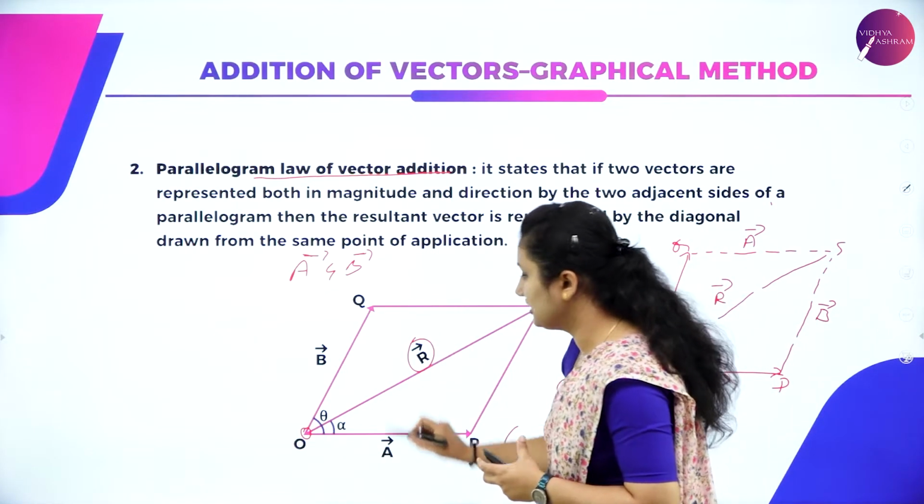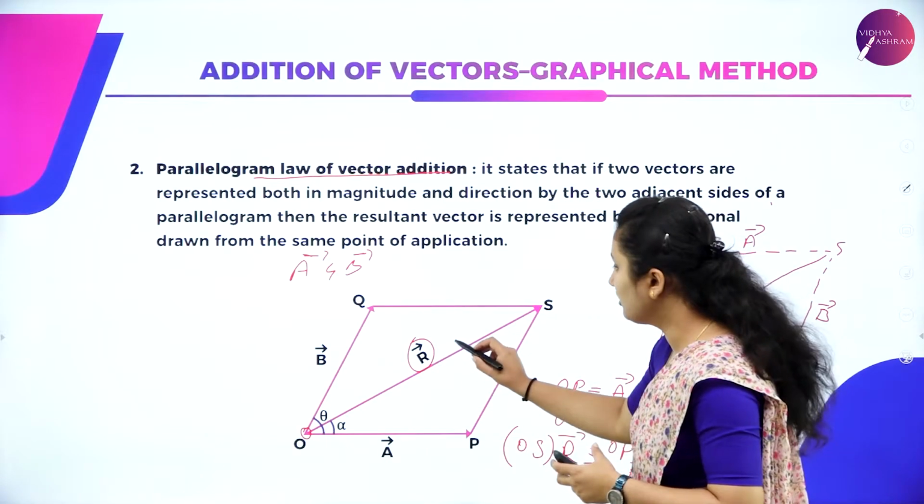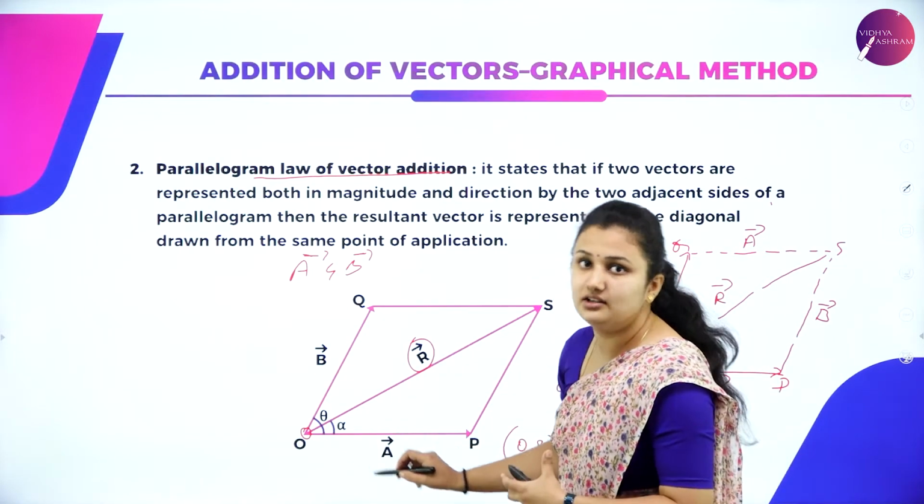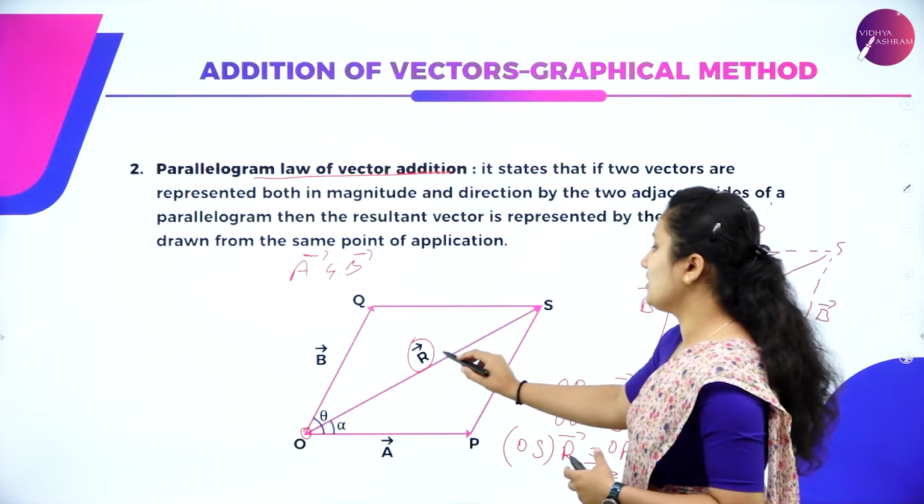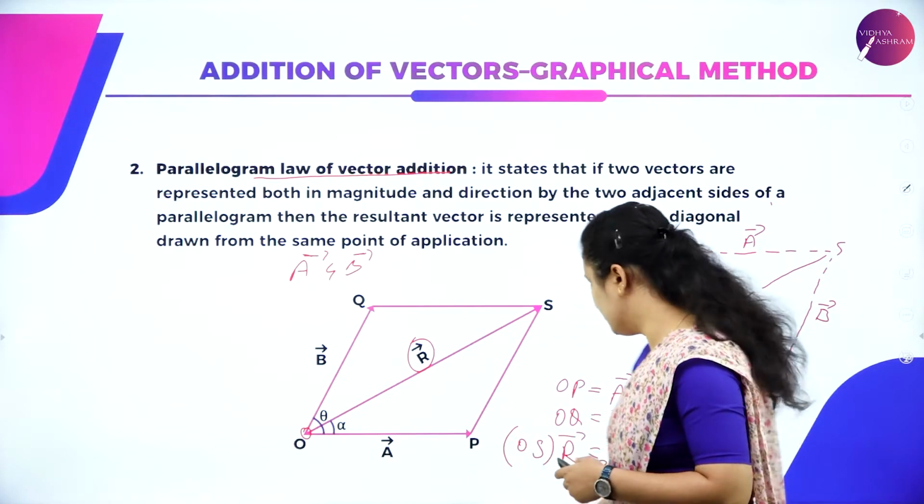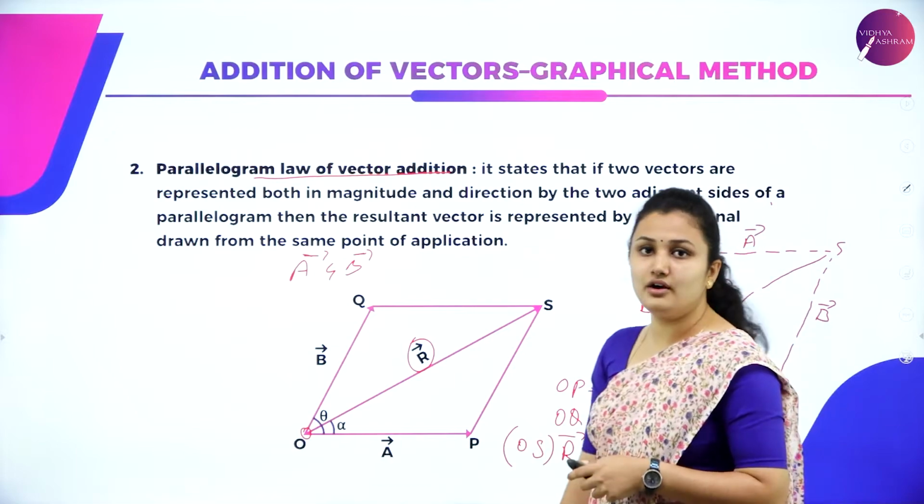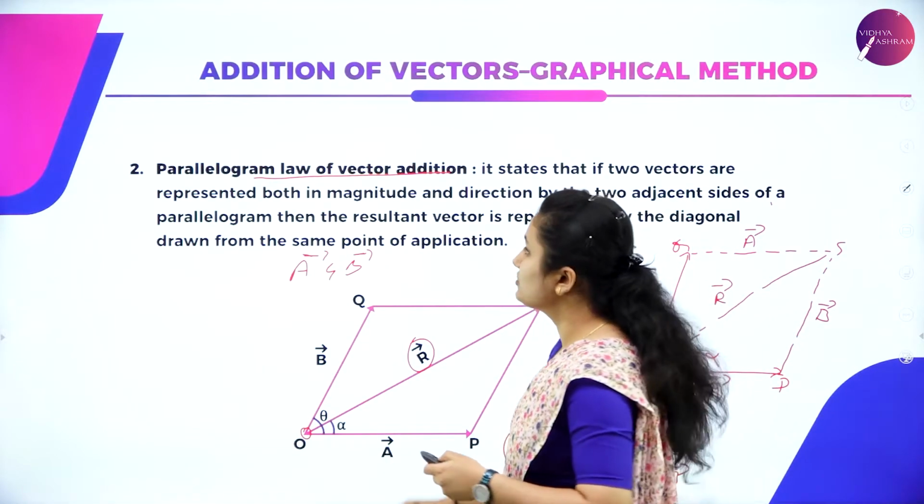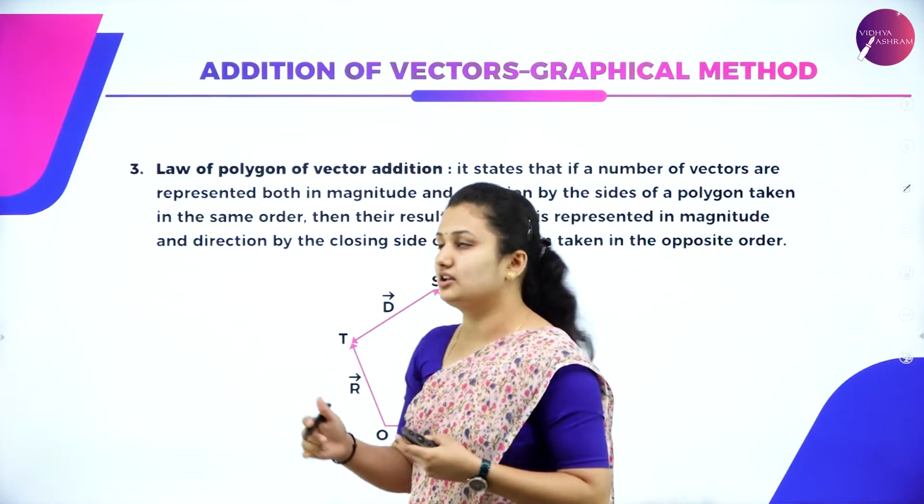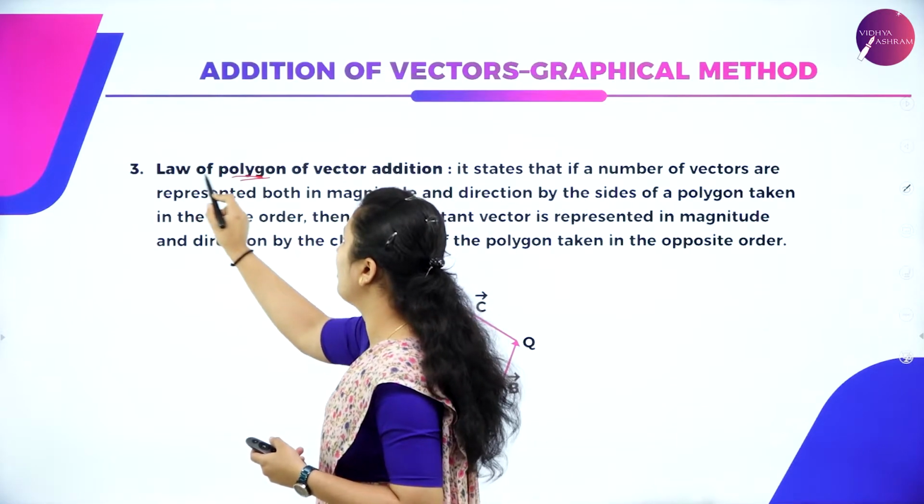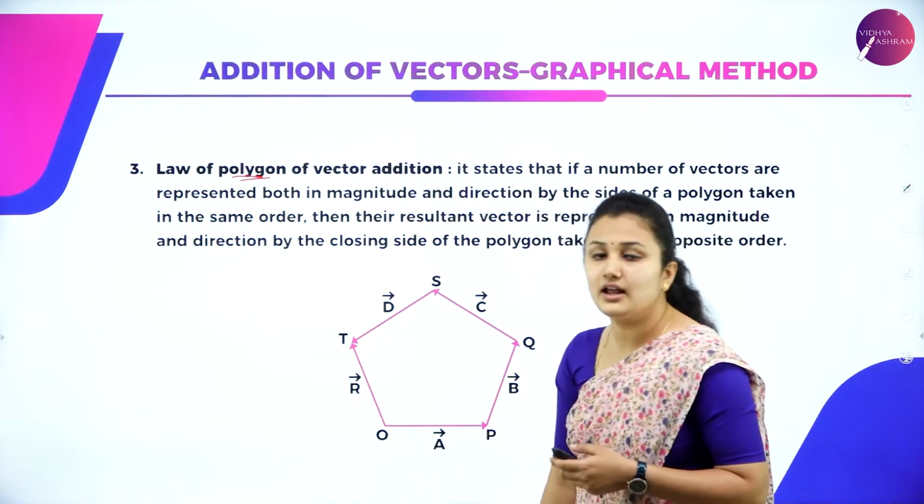So this is a resultant vector. Resultant vector is equal to the sum of two adjacent sides A and B. So R is equal to A plus B. So this is your parallelogram law of vector addition. If you have three or more vectors, we use the polygon law of vector addition.